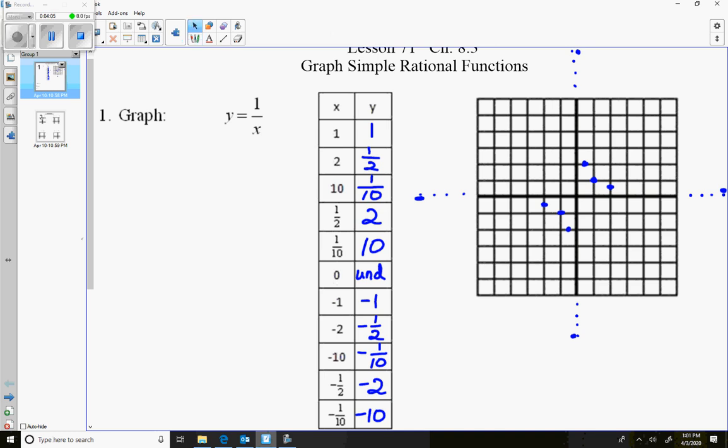the reason 0 is undefined is because it is an asymptote. This graph is getting closer and closer to it, but never touching it. But you should also notice that the x-axis was also an asymptote. And we end up with a graph that looks like this.